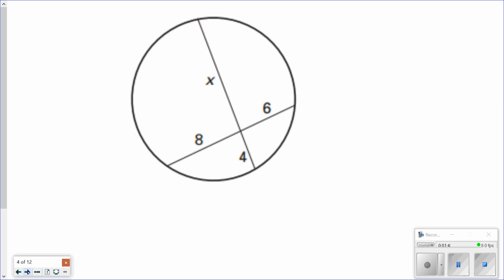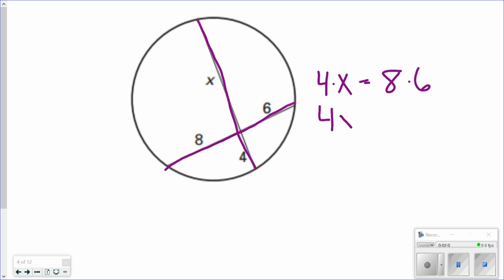Let's try this again. So I'm going to start with this segment. I'm going to multiply the two parts. So 4 times x is equal to this chord. I'm going to multiply the two segments together, and we have 8 times 6. Let's simplify this. 4x is equal to 48. Divide each side by 4. X then is equal to 12.